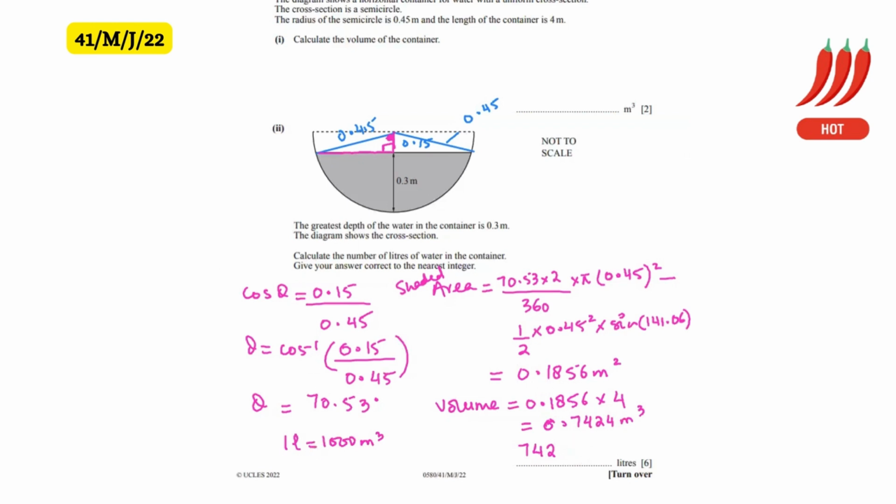Okay. So 0.7424 times 1,000, which is 742.4 liters. So 742 liters is your answer.